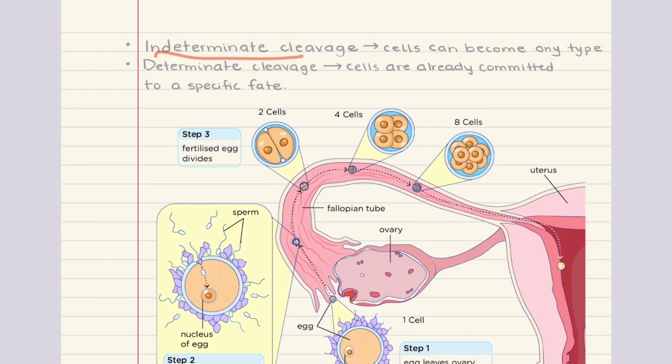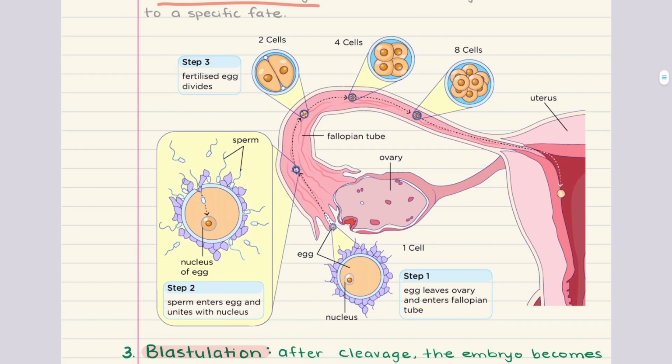On the other hand, determinate cleavage means that the fate of each cell is already set. These cells are committed to becoming a specific part of the body, and they're no longer flexible in terms of what type of tissue they'll form. As cleavage continues, the embryo goes from 2 cells to 4 cells to 8 cells and so on, all while it's traveling through the fallopian tube towards the uterus.